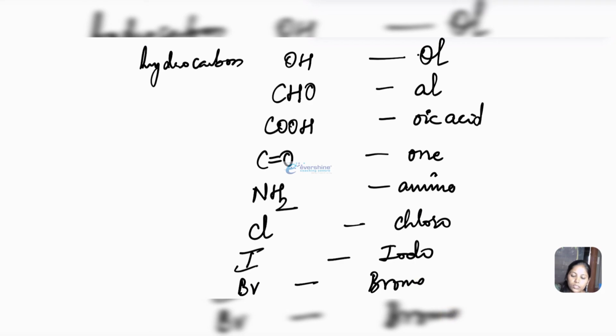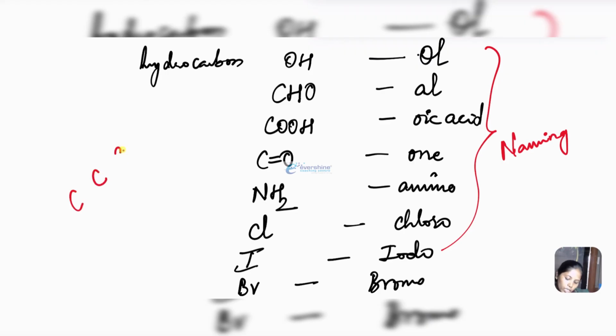Naming is nothing but nomenclature. If it has OH, you name it with OL. For example, 3 carbon is there, 1 OH is there. How will you name this one? 3 carbon, propane. At last OH is there. What will you name? OL. 3 carbon, at last OH is there, means you should name it as propanol.